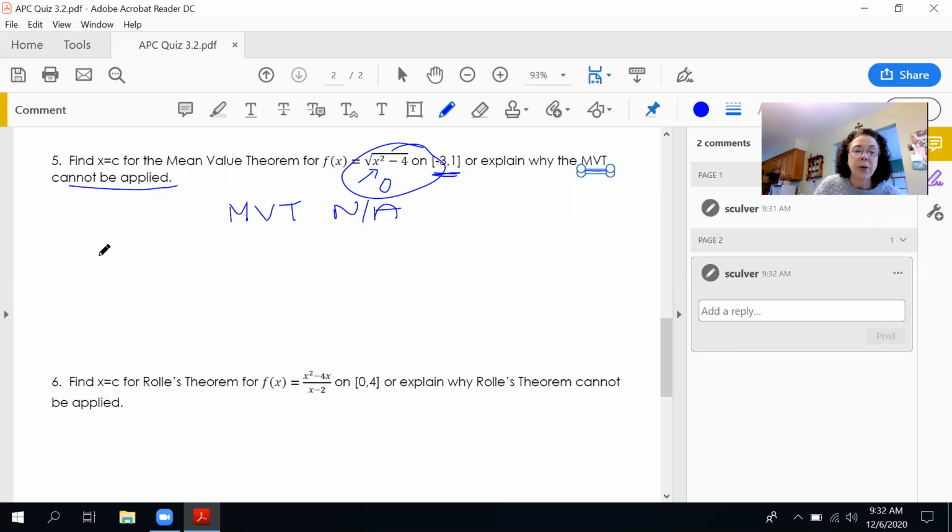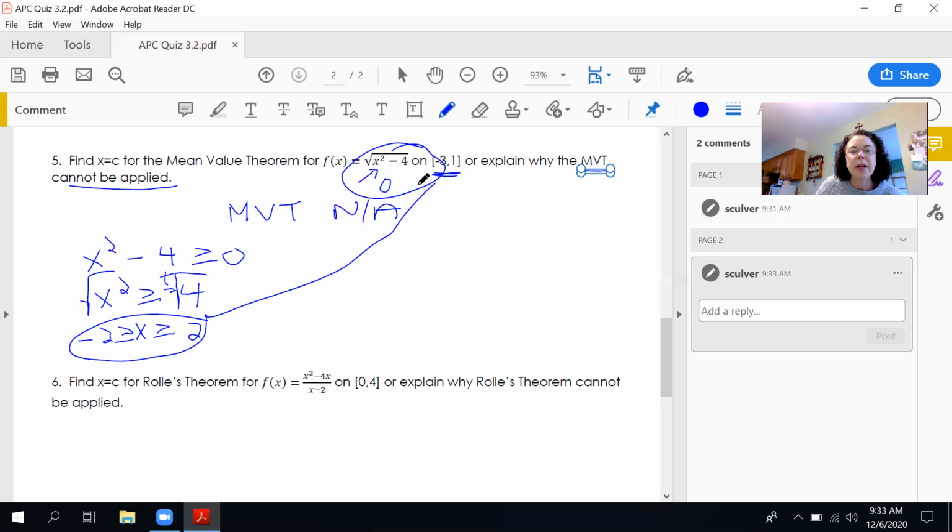If you want to get more technical without a doubt, you would tell me, because x squared minus 4 is under the square root, x squared minus 4 must be greater than or equal to 0, right? And when we add a 4 to both sides, we get x squared has to be greater than or equal to 4. And when we take the square root here, we don't forget our plus or minus, and we get x is greater than or equal to 2. But when we take the negative, then we have to flip the sign, that x has to be less than or equal to -2. And notice that that does not happen on this interval, right?